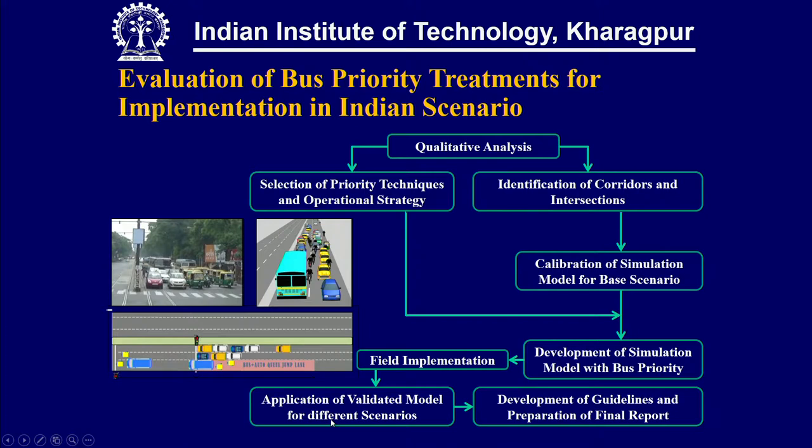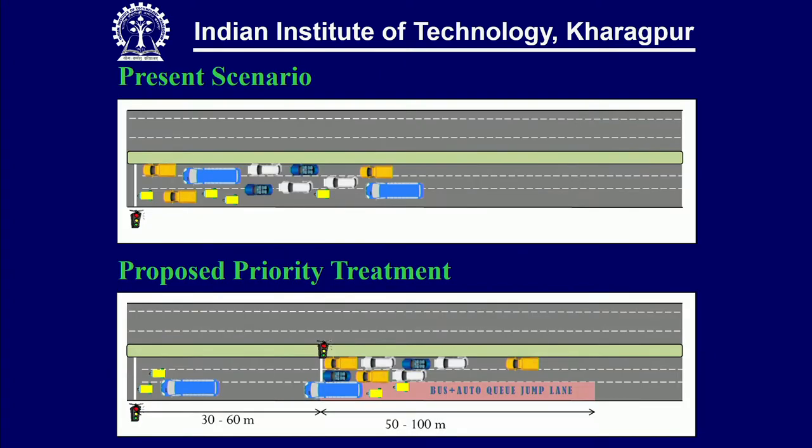We try to identify the factors which will affect the priority treatment, and we create these scenarios in the simulation platform to understand under what context, under what conditions, what range of traffic flow, what range of mode share, what bus occupancy and bus frequency, the motorized three-wheeler frequency, all of that, like the turning movements, under exactly what scenarios the bus priority treatment will be successful. So in our case, as we said before, we introduced a queue jump lane.